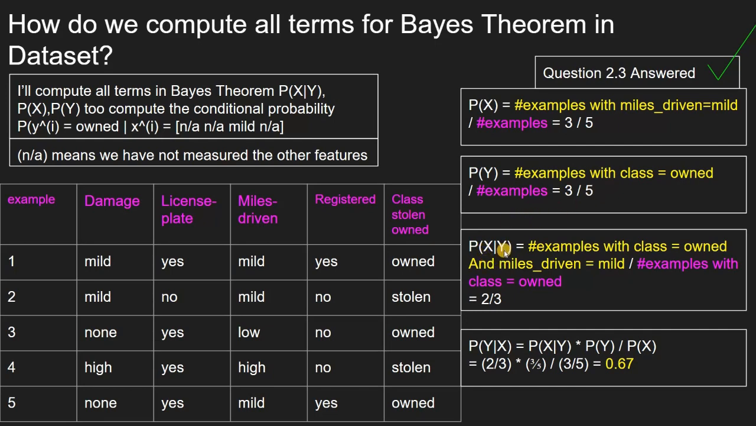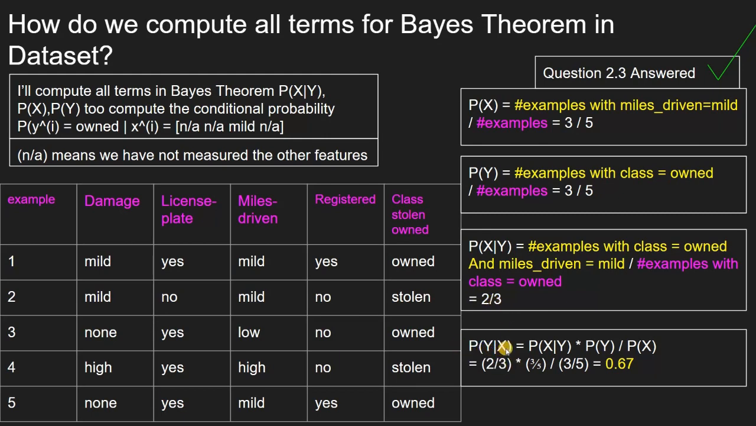And the probability of x conditioned with y, or the probability of observing miles driven equal to mild, given that y is equal to owned, is equal to the number of examples with class equal to owned and miles driven equal to mild, and that's 1 here, for example 1, and 1 here, for example 5. So that's 1, 2. So we have two examples where class is equal to owned and the miles driven is equal to mild, and this is divided by the number of examples with the class equal to owned, which is 3. And so this is 2 divided by 3, so the probability of x conditioned with y is 2/3.